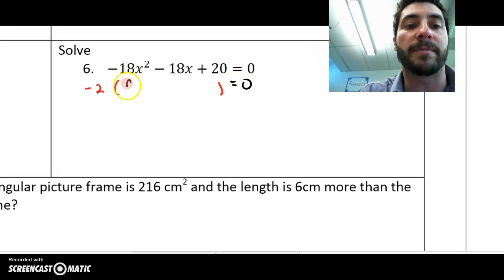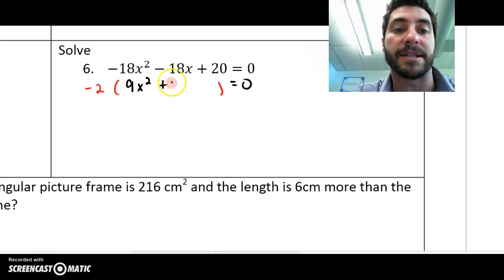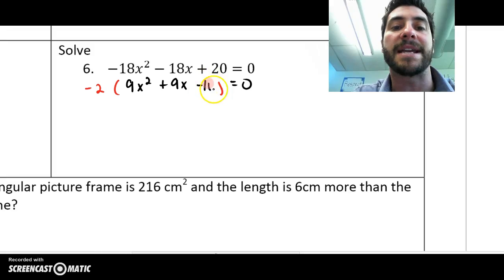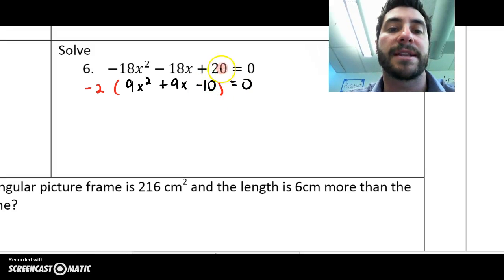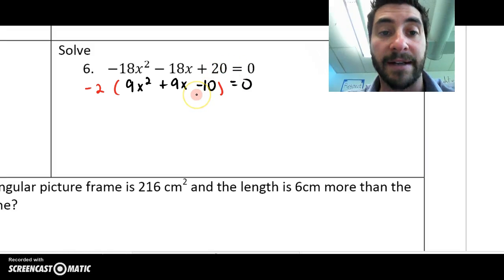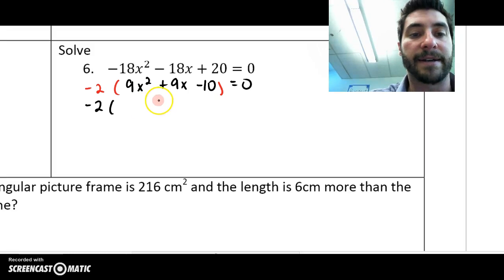So if I take out a negative 2, I'm left with a 9x squared. If I take a negative 2 out of here, I'm left with a positive 9x. And if I take a negative from here, I'm left with a negative 10. All right, make sure you get that. If you take out a negative, I divide a positive by a negative, I'm left with a negative. All right, let's factor now. So that negative 2 stays where it is.